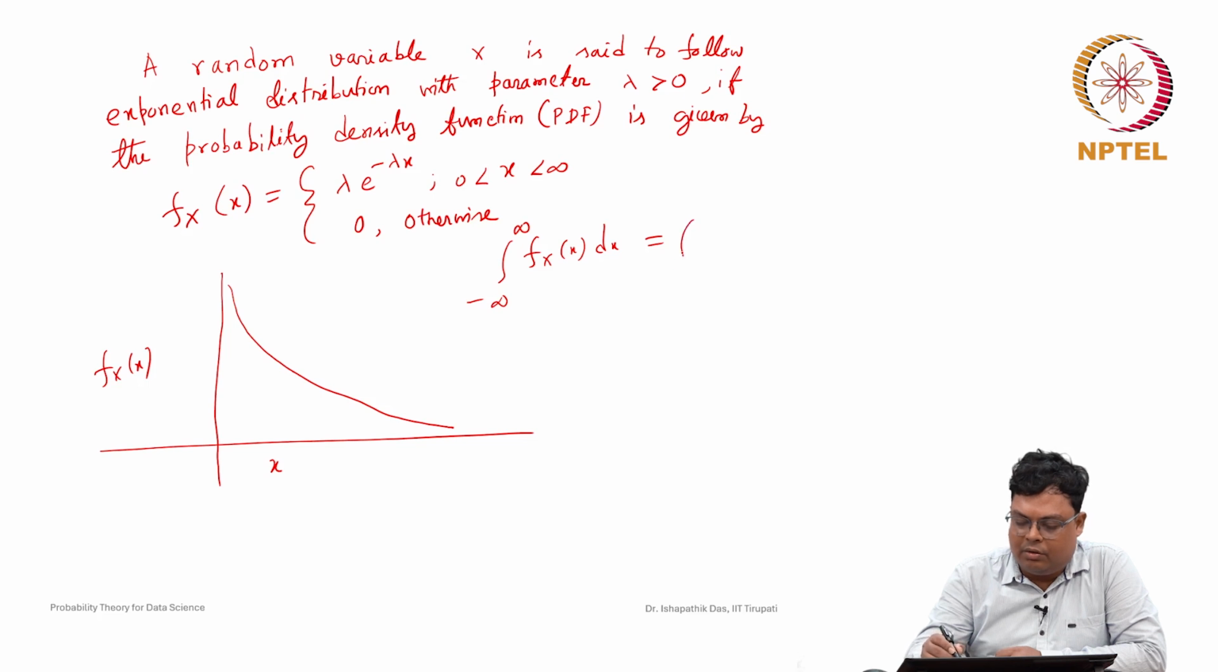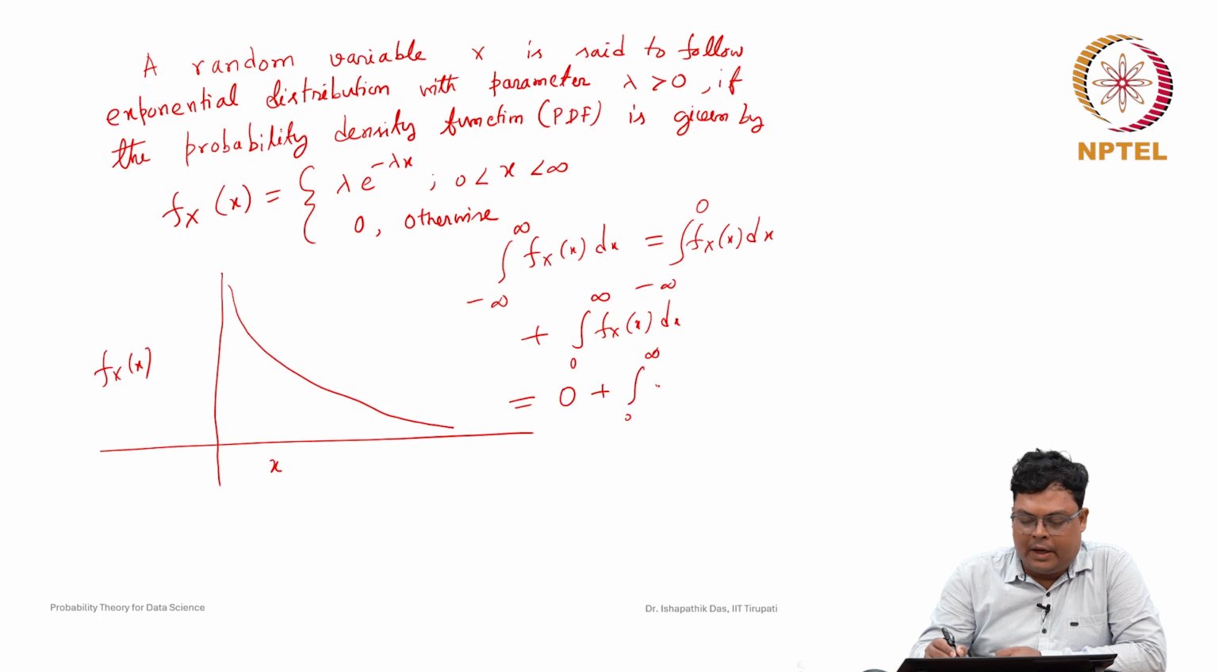So, this is equal to the integral from minus infinity to plus infinity. It is 0 whenever x is from minus infinity to 0, plus the part from 0 to infinity. So, we can first write it like this: the integral from minus infinity to 0 of 0, plus the integral from 0 to infinity of lambda e to the power of minus lambda x dx. Now, it is nothing but minus e to the power of minus lambda x, evaluated from 0 to infinity.